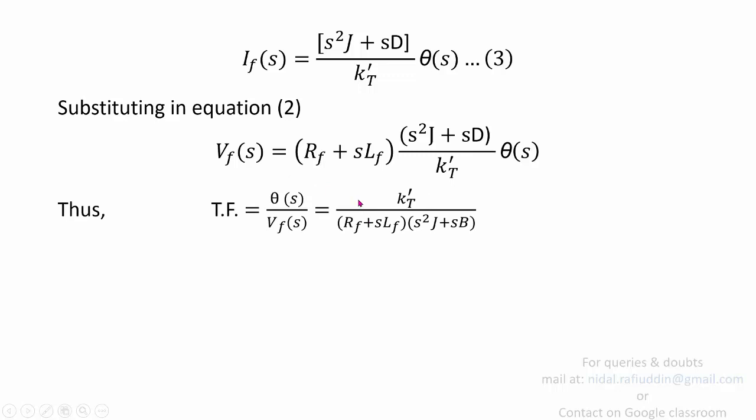So from this expression, we get the transfer function as the ratio of output by input, which is nothing but Kt' upon (Rf plus s Lf) into (s² J plus s D). So this is the required transfer function of a field controlled DC motor.